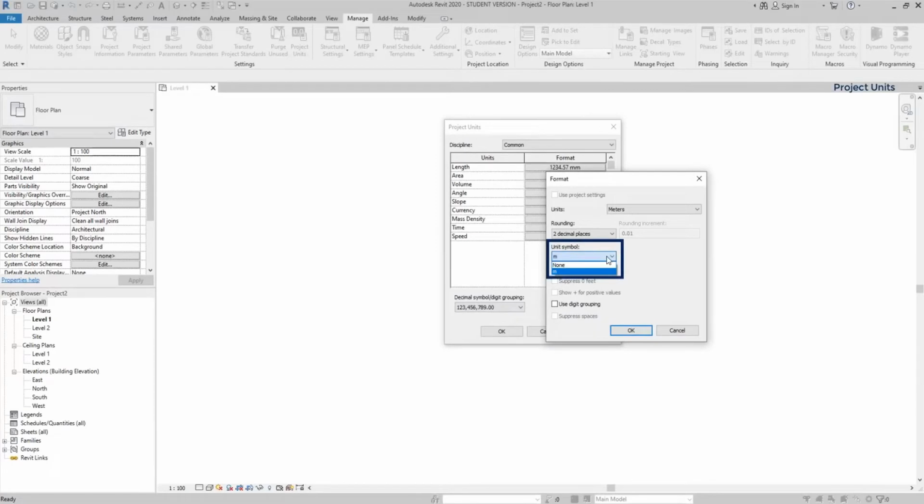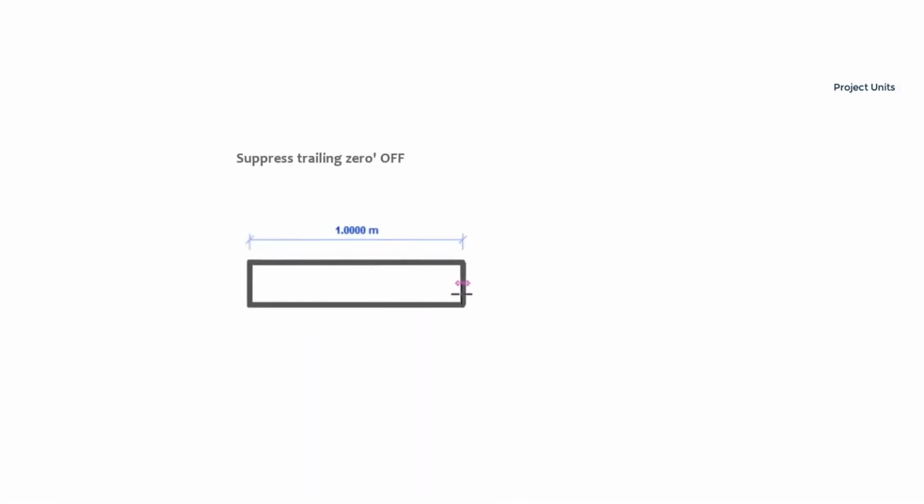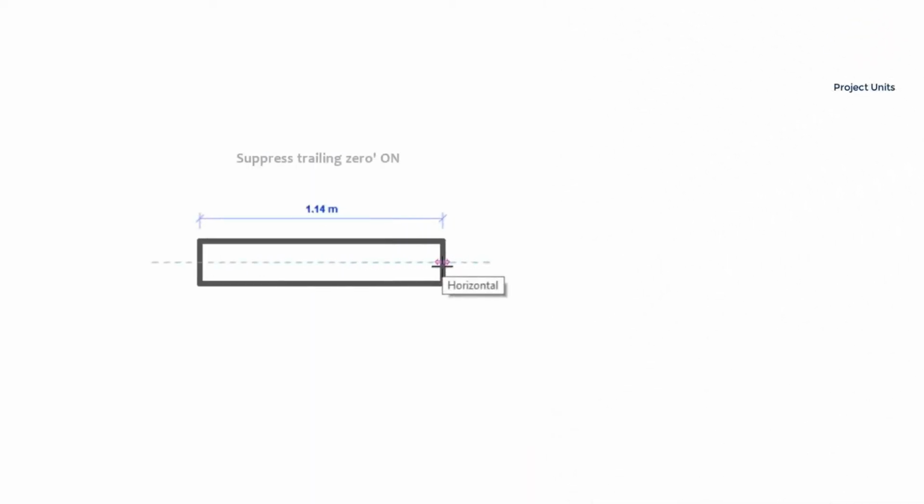And in unit symbol, you're going to decide if you want this symbol M to appear or not, as a meter. Suppress trailing 0: if you take this option, this is going to hide the zeros at the right. As you see, they are no longer there.